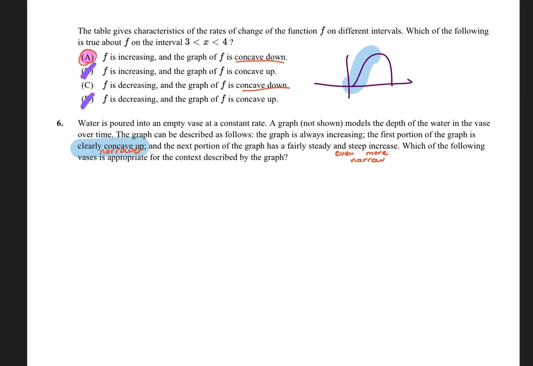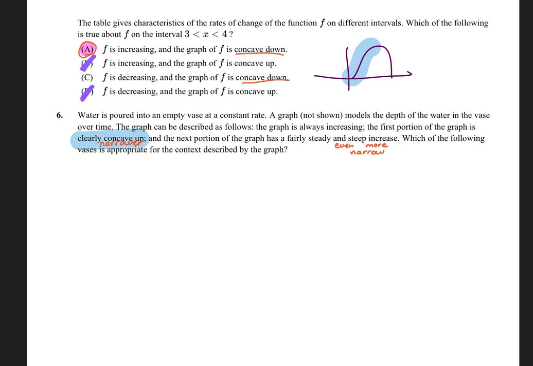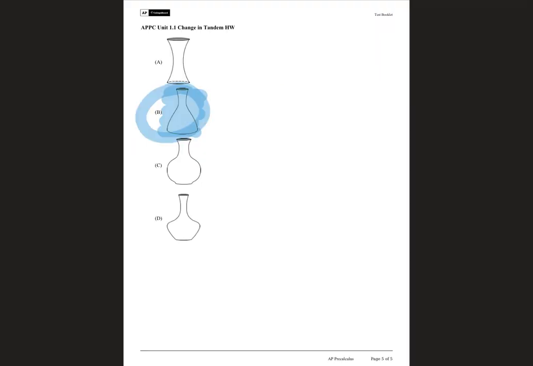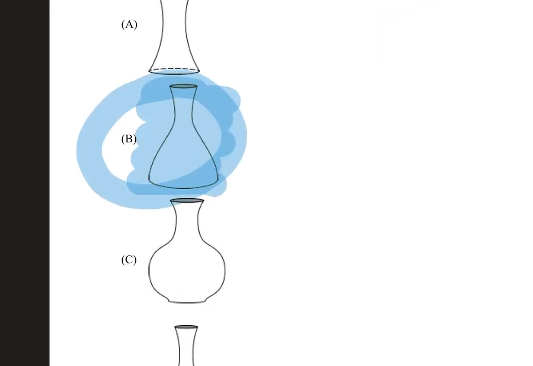And then 6, the water's poured into the vase. It starts clearly concave up, which means your rate of change is increasing. But the second part says the next portion of the graph is a fairly steady and steep increase. So if it's steeper than the first one, that means it's being poured faster. And when you look at your options, you wanted it to be faster in the beginning, and then you wanted it to be even steeper after that. And that's why B was a better option.